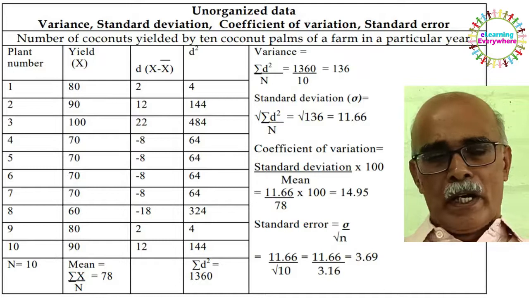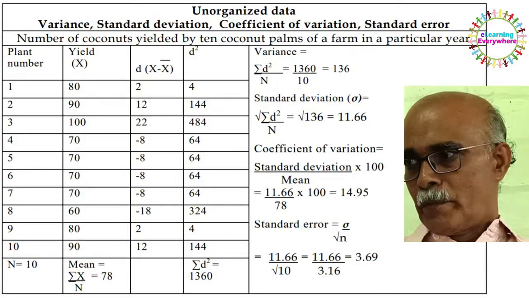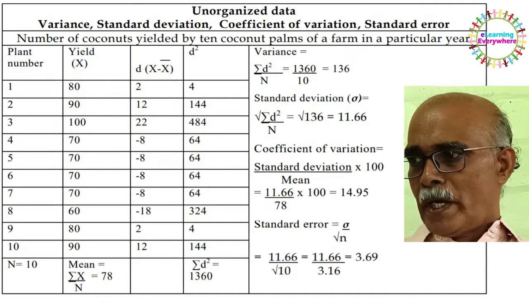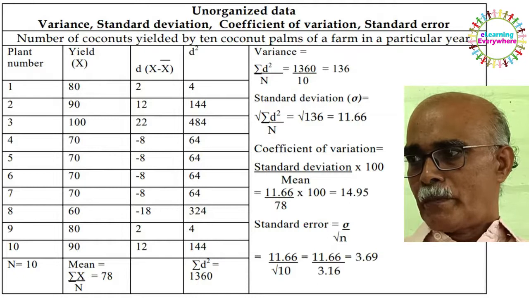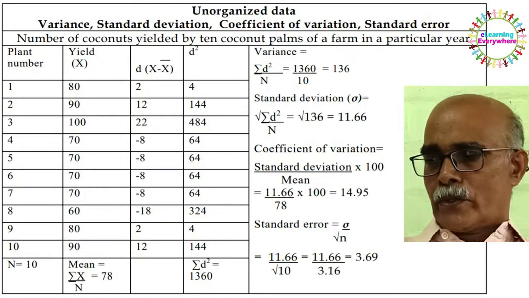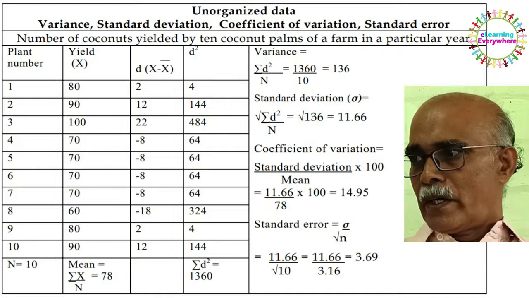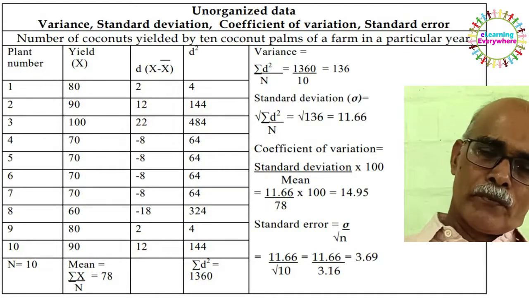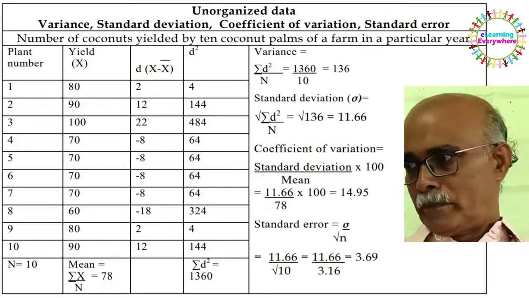And finally, if you are finding the standard error, it is sigma by root n, or standard deviation by root n. Here the standard deviation is 11.66, n is 10, and the square root of 10 is 3.16. So 11.66 divided by 3.16 gives 3.69. Now you have calculated the variance, standard deviation, coefficient of variation and standard error in the case of unorganized data.